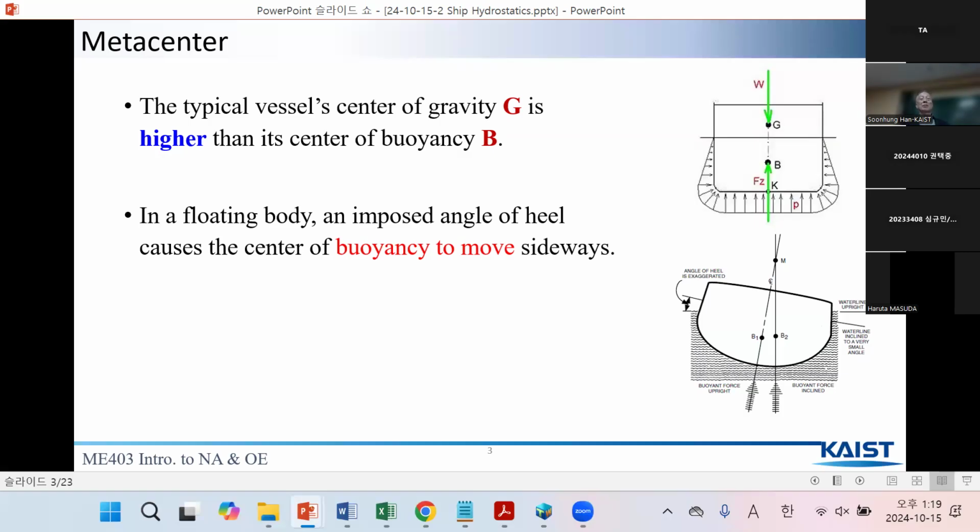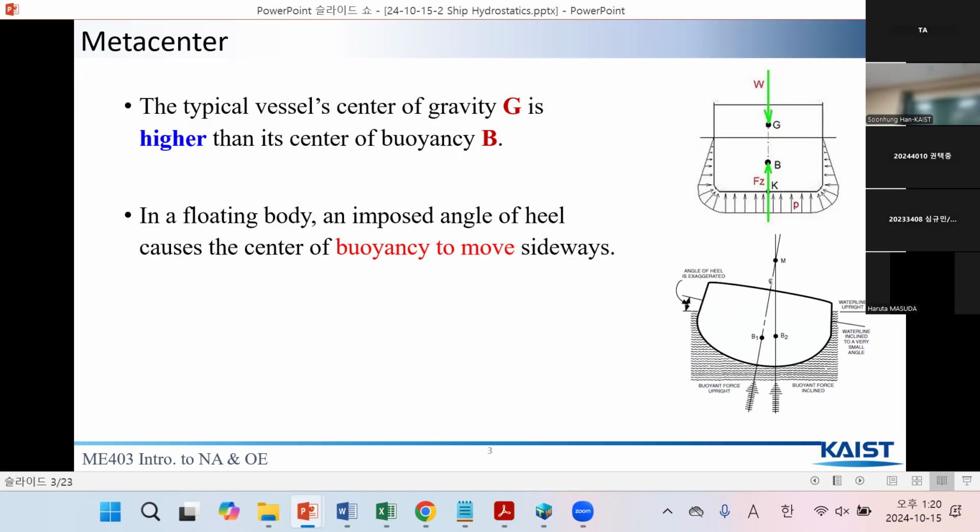Body weight is coming from the whole ship, so it typically goes up, right? This portion is included in the CG. But B is only the submerged portion, the displaced water. Right? The center of displaced water is B. That's why usually B is higher.